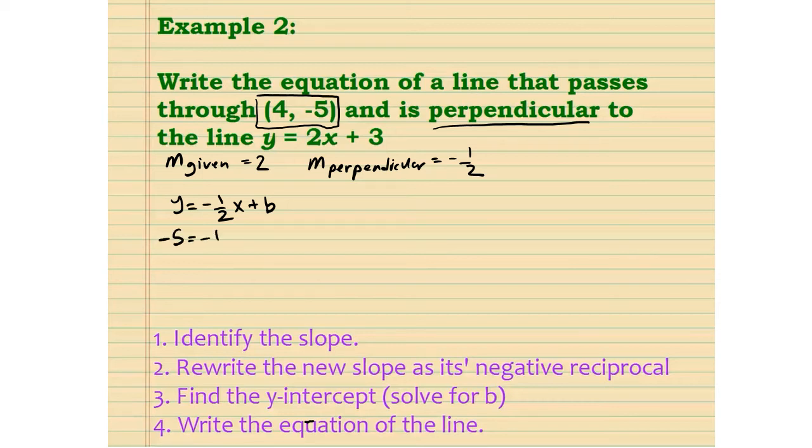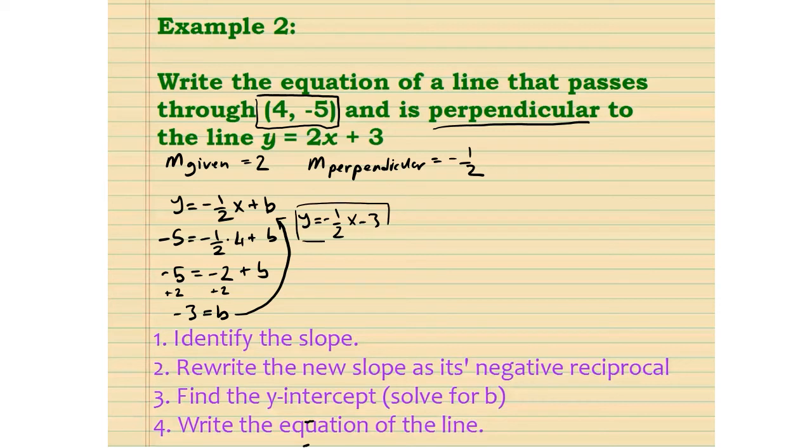-5 is equal to -1/2 times 4 plus b. -1/2 times 4 is -2. -5 is equal to -2 plus b. Add 2 to each side. -3 is equal to b. After this information, I can put my b value into original equation here. Y is equal to -1/2 x minus 3 is our final equation of the perpendicular line.